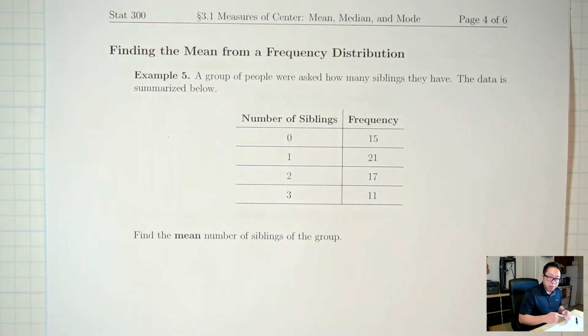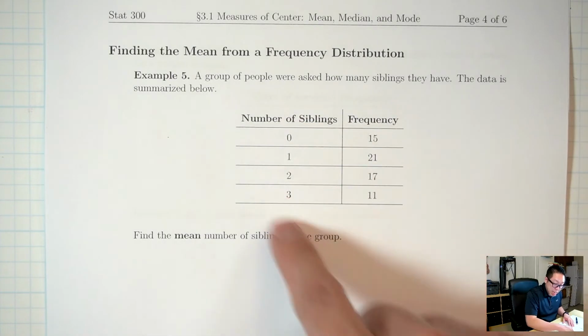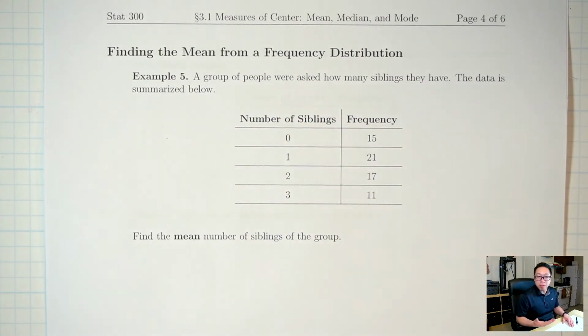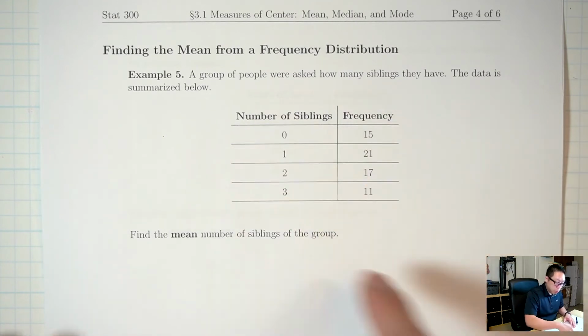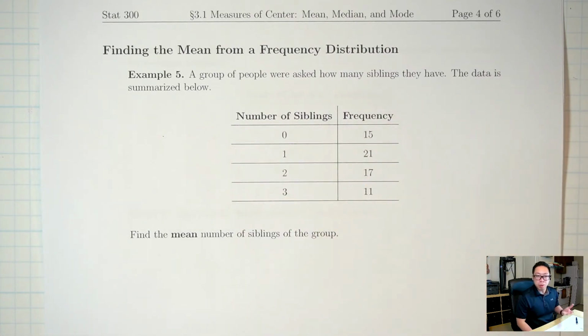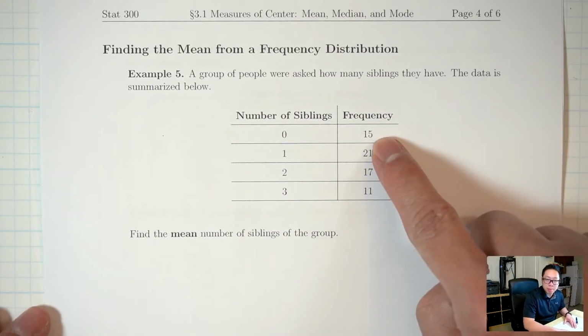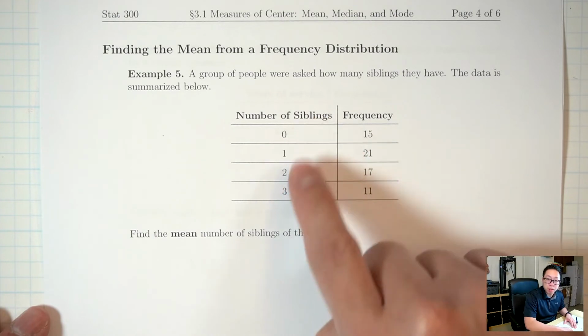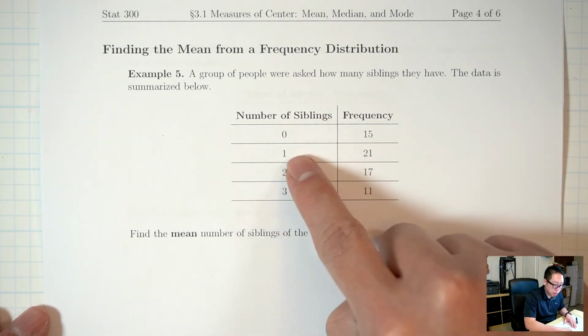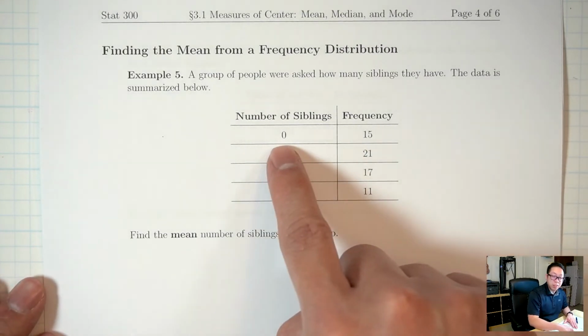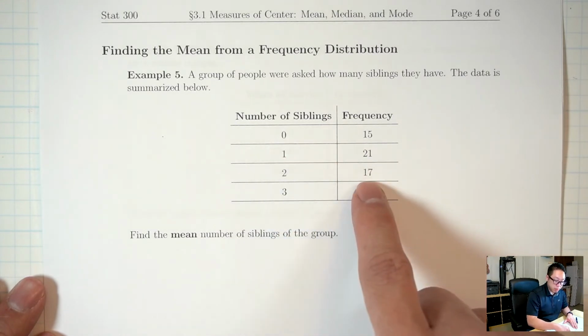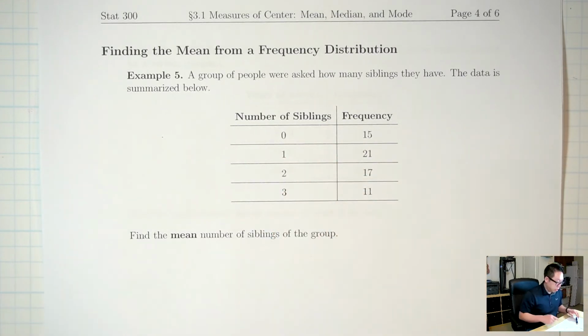How do you find the mean if I give you a table? Do you just add up these numbers and then divide by however many numbers you have? No, you don't. You have to think about what this table is telling you about the original data. What does this 15 mean? This 15 means that there's 15 people who have 0 siblings. There's 21 people who have 1 sibling. This table is telling you about what the original data looks like. So it's telling you that in the original data, there's 15 zeros, there's 21 ones, there's 17 twos, and there's 11 threes.